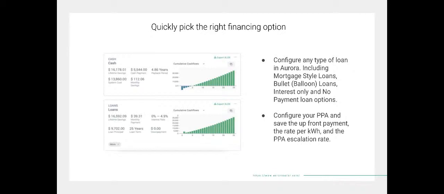Quickly pick the right financing options. As always, users will be able to configure any type of loan in Aurora, including mortgage-style loans, bullet or balloon loans, interest only, and no payment loan options. Configure your PPA, save the upfront payment, the rate per kilowatt hour, and the PPA escalation rate. Users will also still be able to configure lease options.